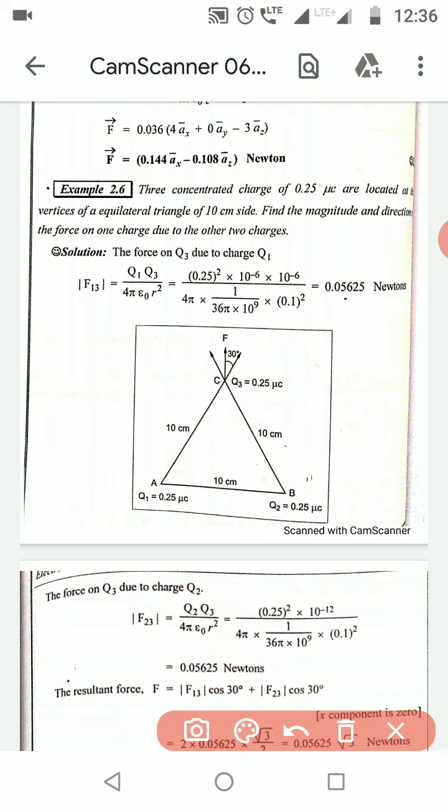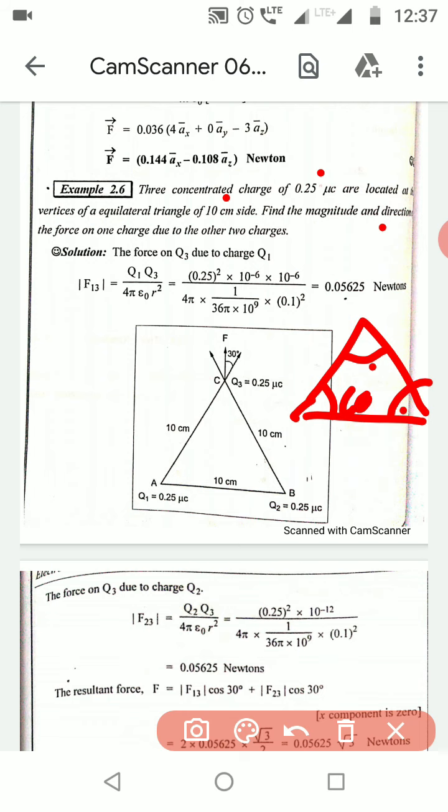Here, 3 concentrated charges of 0.25 microcoulomb are located at the vertices of an equilateral triangle of 10 centimeter side. Then find the magnitude and direction of the force on a charge due to the other two charges. That is, there is an equilateral triangle here. Since it is an equilateral triangle, the angles are 60 degrees, 60, 60, 60.